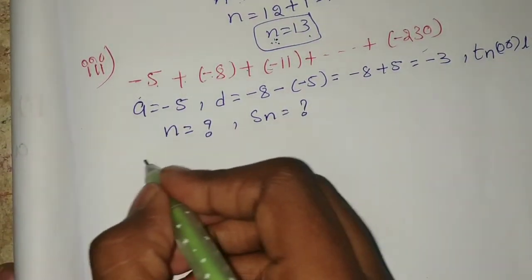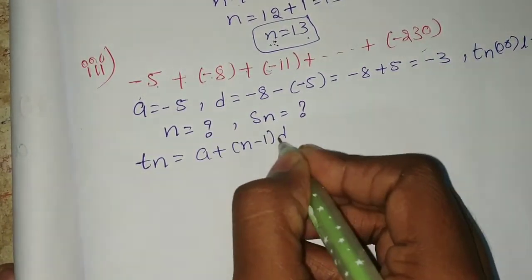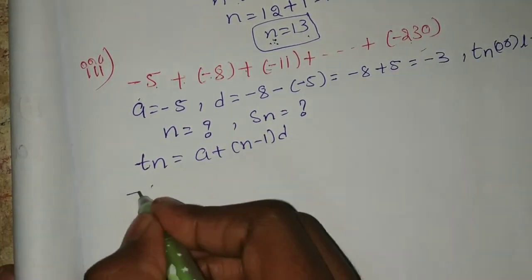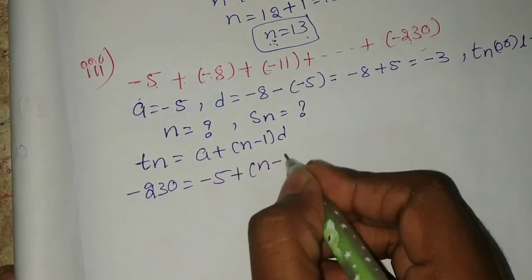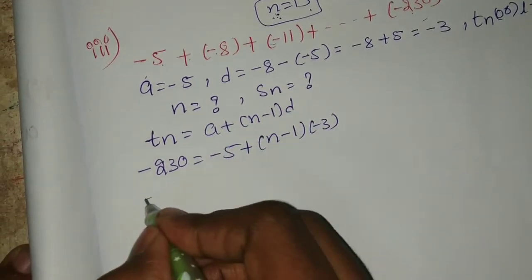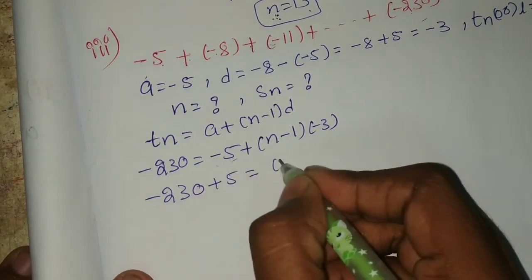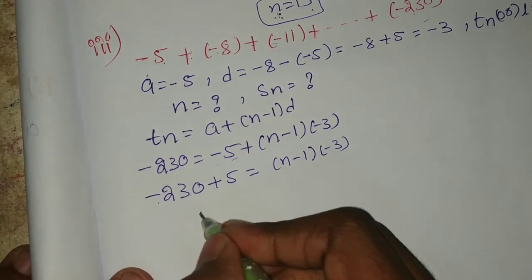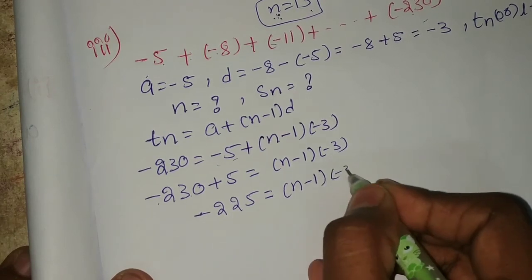So what is term n? a plus (n minus 1) into d. We need to find Tn. The last term is already given, so write down minus 230 is equal to minus 5 plus (n minus 1) into d, that is minus 3. Understand? Minus 230 plus 5 we get minus 225, which is equal to (n minus 1) into minus 3.